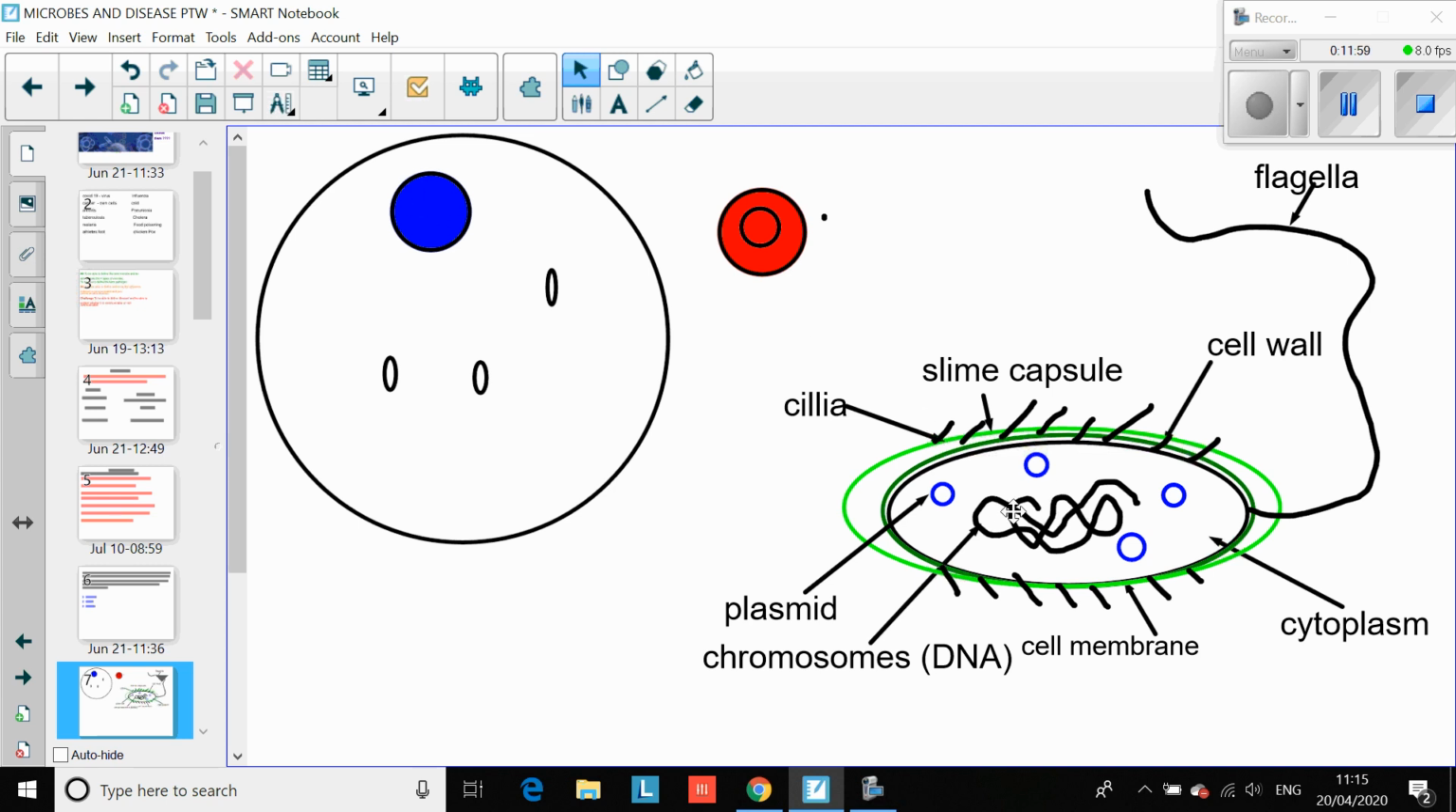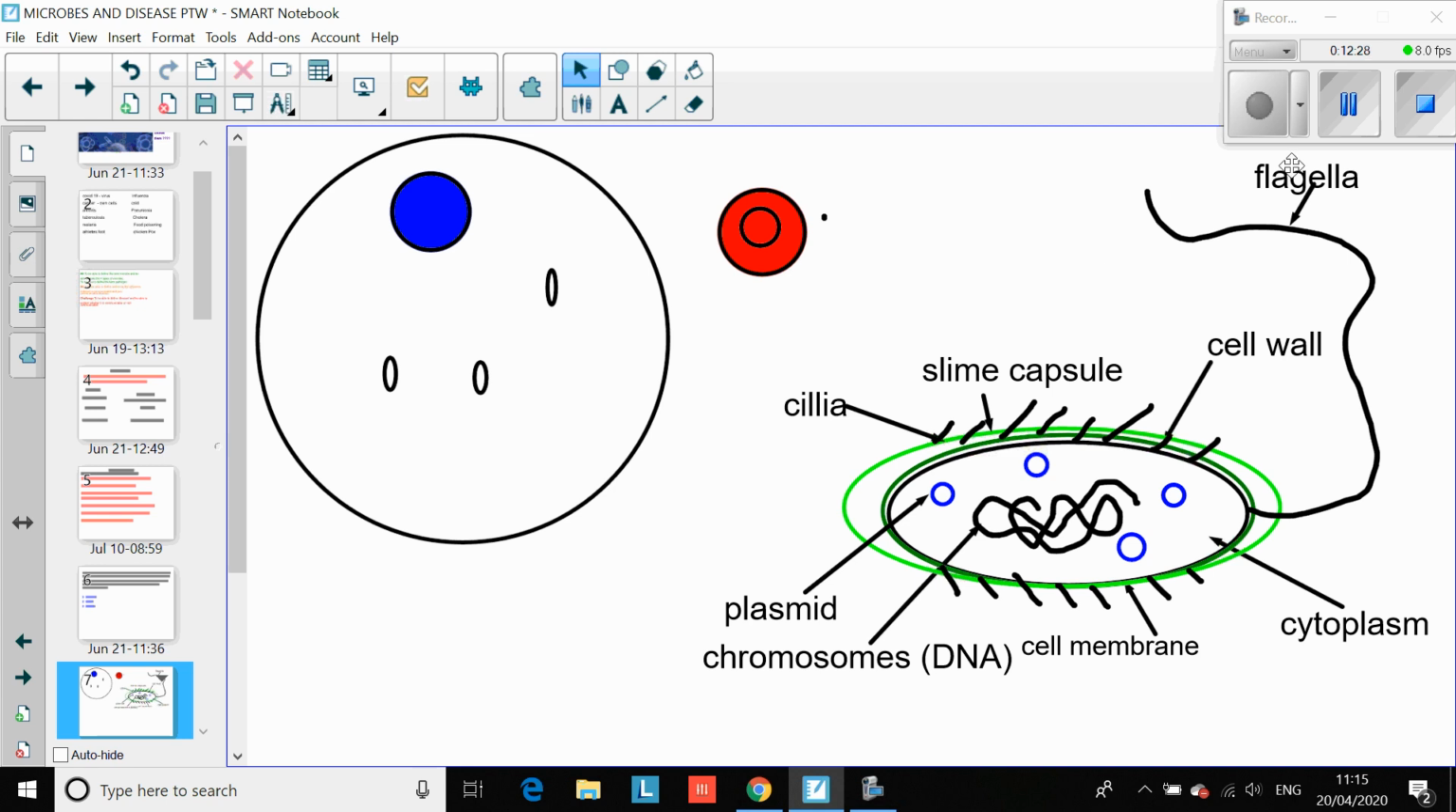they're just floating free. You also have plasmids, which are little bits of DNA. They're just little circular bits of DNA, just floating in the cytoplasm. You've obviously got cytoplasm as well. You've got a cell membrane. Sometimes you've got a cell wall. And sometimes you also have a slime capsule, a third outer layer to protect it. Okay. You have cilia or flagella for movement.